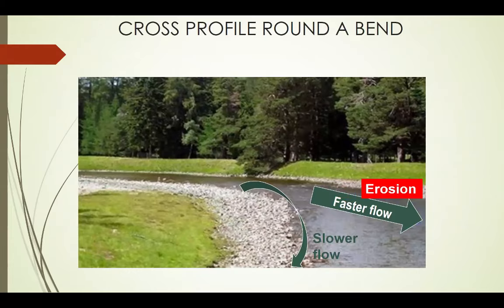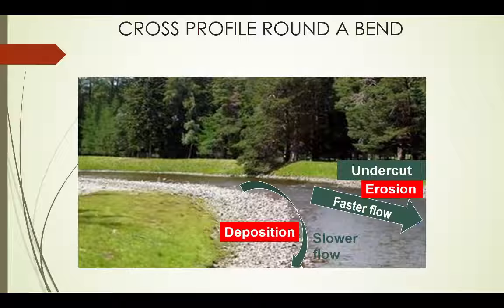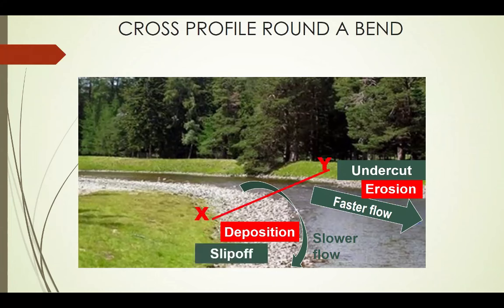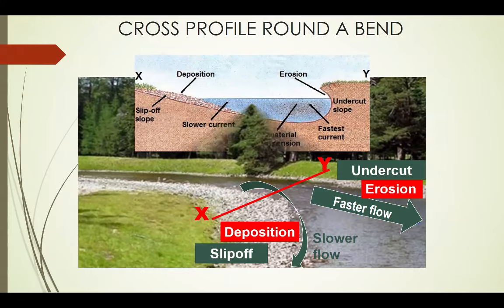Now, we're looking at a cross profile through a meander. It is the same diagram that we looked at in the previous questions when we were looking at a meander. So this is what we have. We have the river flowing on the outside and it's flowing faster. And because it's flowing faster, there's going to be more erosion. And on the inside, the river is flowing slower and there's going to be more deposition.